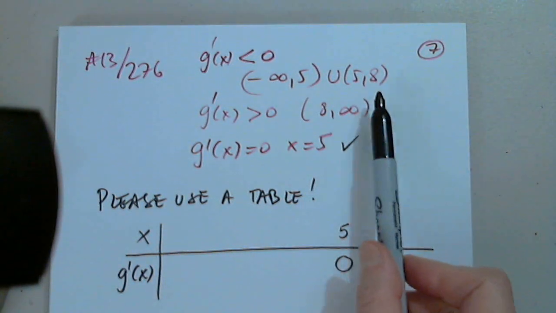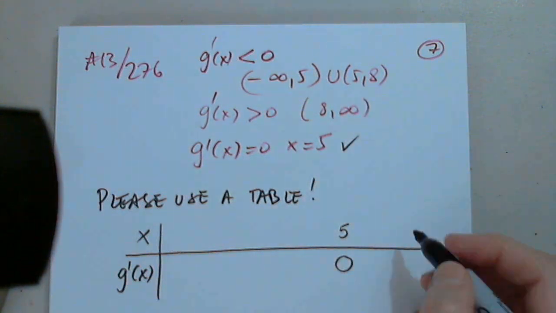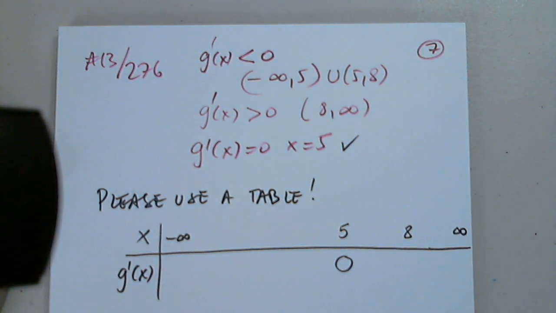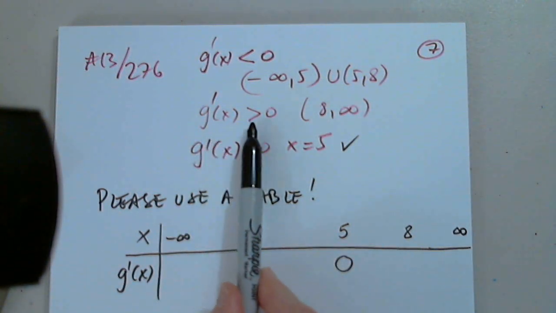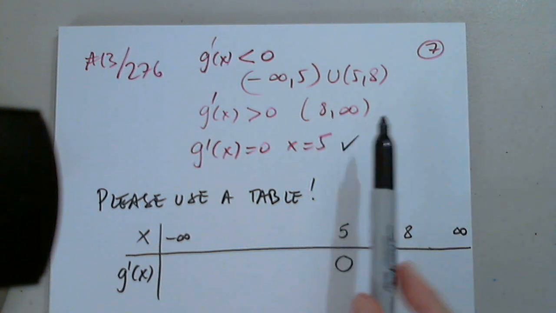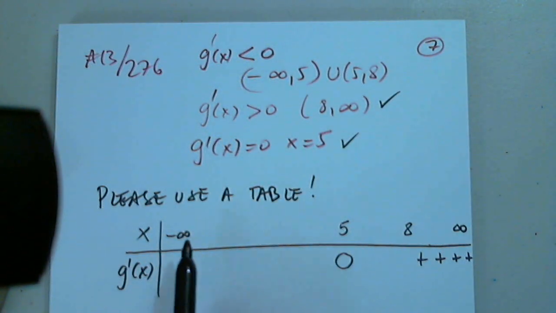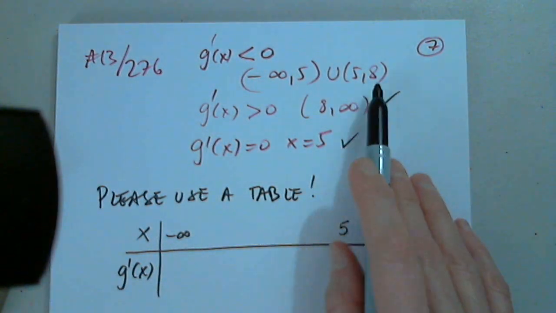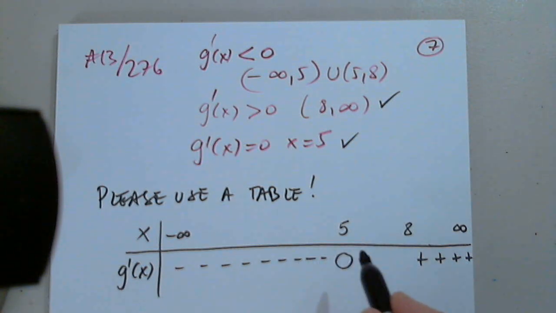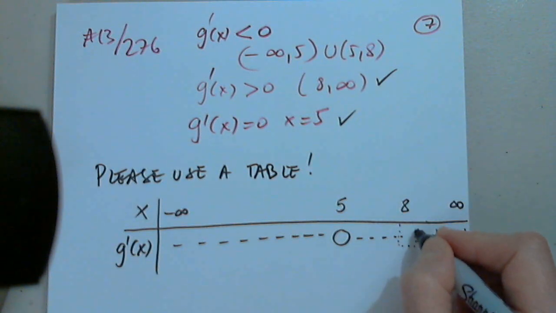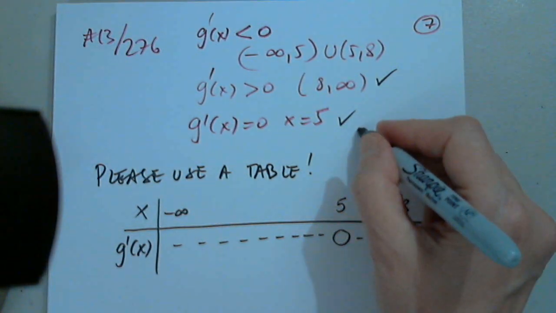We are told that there is something about 8. Okay, very good. It says that g prime is positive from 8 to infinity. From 8 to infinity, g prime is positive. Done. g prime is negative between negative infinity and 5, and between 5 and 8. They're not telling us anything here. But we're asked to create, so this is done.